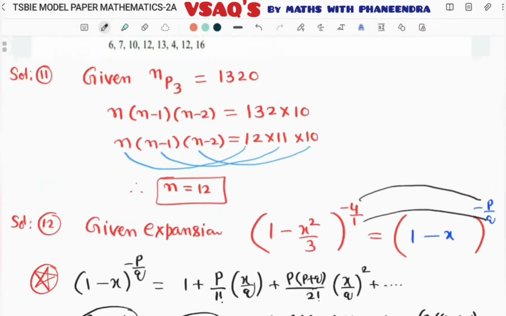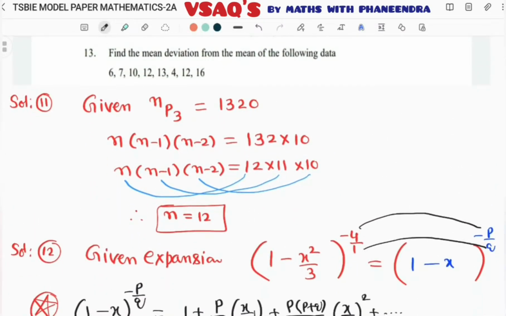So the next question is: find the mean deviation from the mean of the following data: 6, 7, 10, 12, 13, 14, 12 and 16. So what is the data given here?